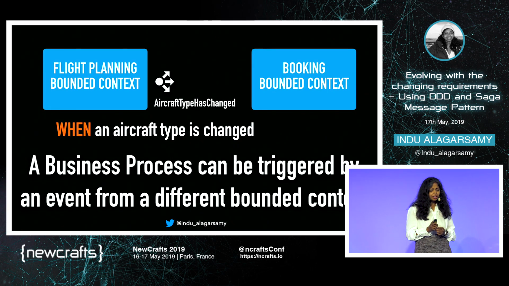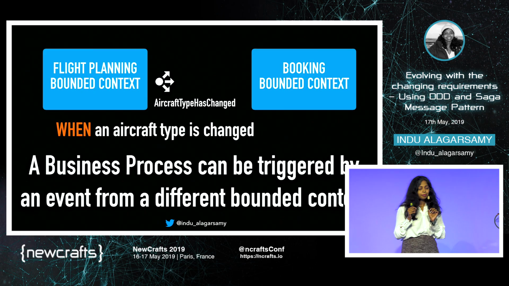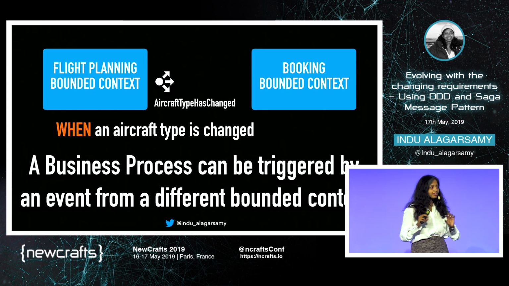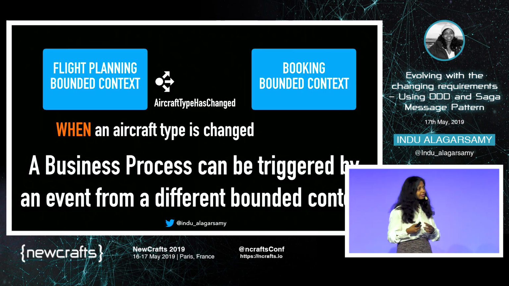So the other word that can be really helpful to identify the events is the word when. So when you hear the domain experts start using language that contains the word when, that's like an indicator for an event. So for example, when an aircraft type is changed, we need to make sure that the passengers are notified. So in that sentence, they're clearly telling you that aircraft type is changed is a significant event. So the word when can be quite useful in trying to identify these events.